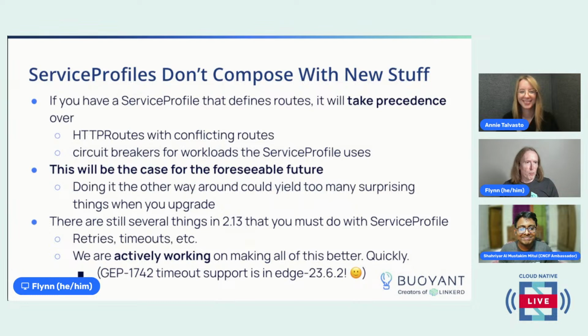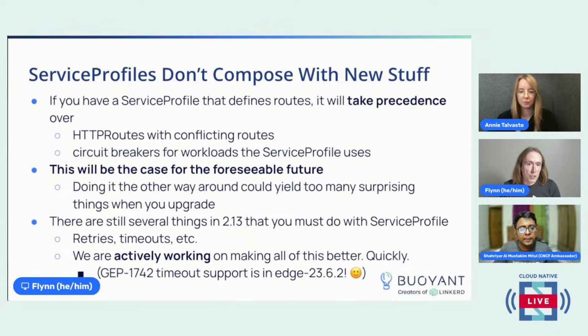So yeah, if you have a service profile that defines a route, it will take precedence over an HTTP route with conflicting routes. And it'll take precedence over any circuit breaker for a workload that the service profile uses. And the reason for this is that if we did it the other way around, where HTTP routes took precedence, we were able to come up with lots of very surprising behaviors on upgrades that would have badly confused people and possibly broken their clusters when they went from 2.12 to 2.13. And that did not seem like a good idea.